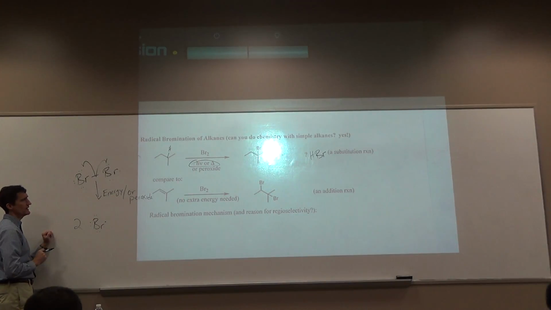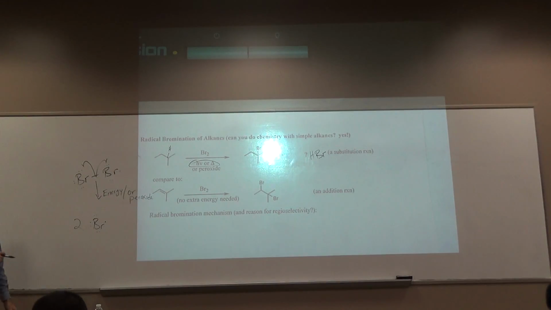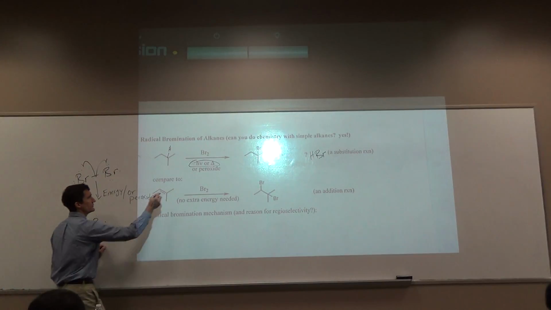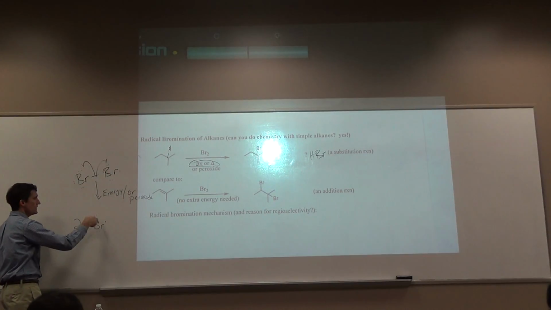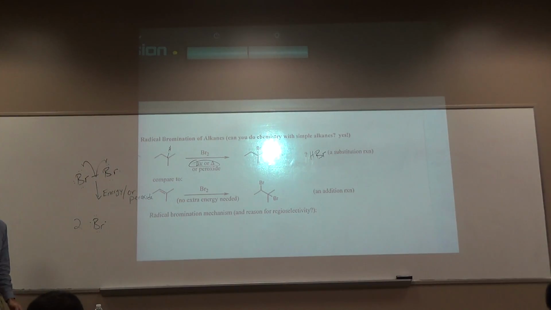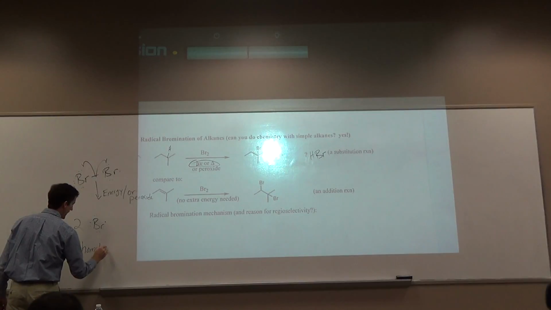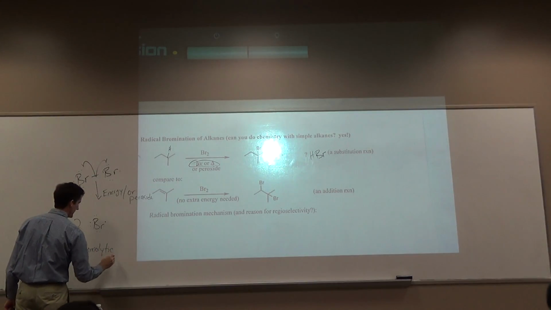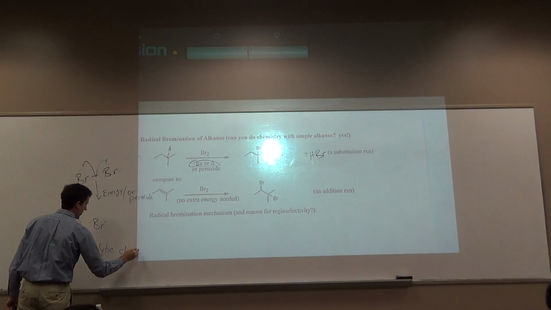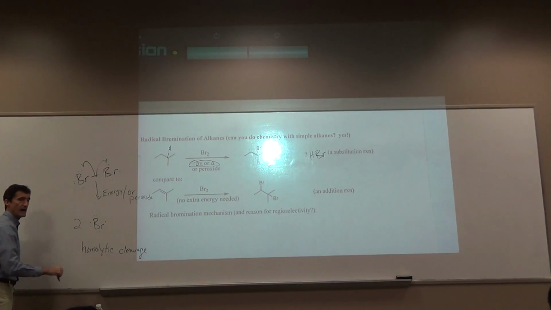And light is a common way to do this. Sometimes light is more efficient in doing this than just heat. Okay, so that would be here. So bromine radicals, that's the first thing we want to form here. This is called homolytic bond cleavage, as opposed to heterolytic.